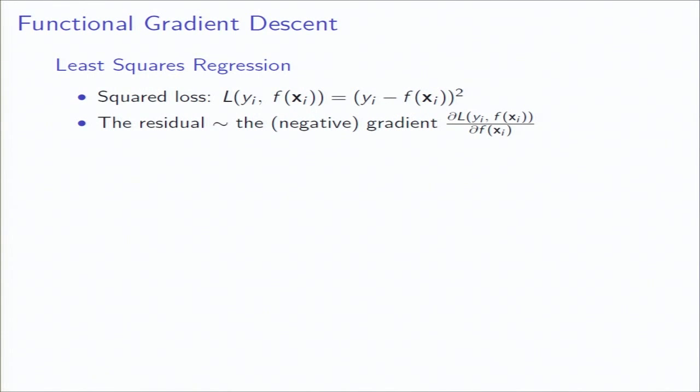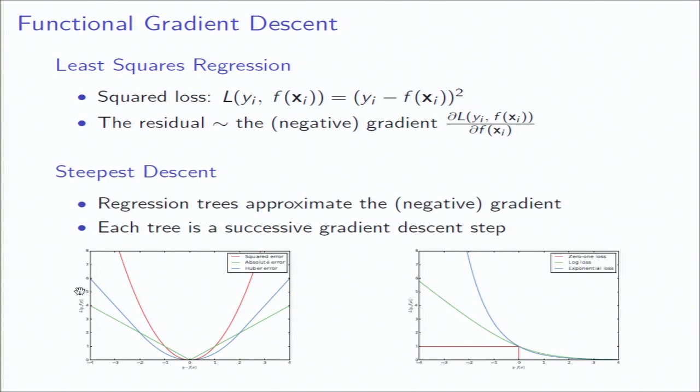Friedman motivated this in the context of what he calls functional gradient descent. If you consider the case of least squares regression, our loss function is just the squared residual. You can think of the residual as something proportional to the negative gradient of our loss function with respect to our current model predictions. The idea is that you do steepest descent on this. Each regression tree is an approximation of this negative gradient, and each tree is a successive gradient step. So the whole sequence of trees is nothing else than this gradient descent procedure.